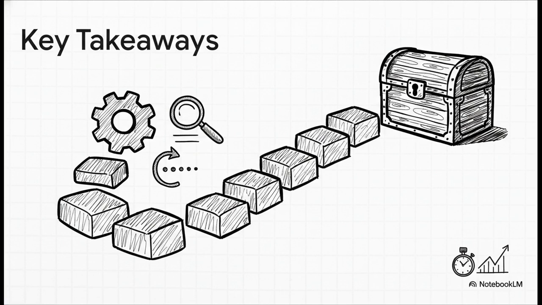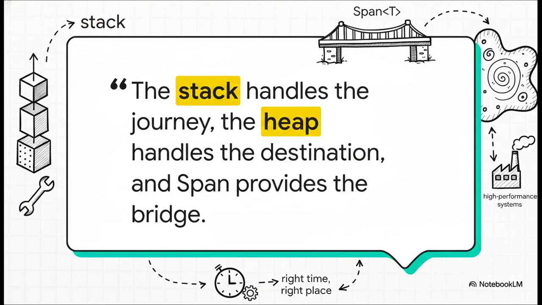Trust the compiler's ref struct rules to keep you safe. And maybe most importantly, always profile your code. Find the real bottlenecks before you start optimizing. The goal is not zero allocations, it's smart allocations. This quote from the source article just nails it. The stack is for the journey, the heap is for the destination, and Span<T> is the high-speed bridge that connects them. By understanding this partnership, you can build systems that are not just fast, but that scale beautifully. The question to ask isn't, how do I avoid allocations? It's, how do I allocate intelligently?